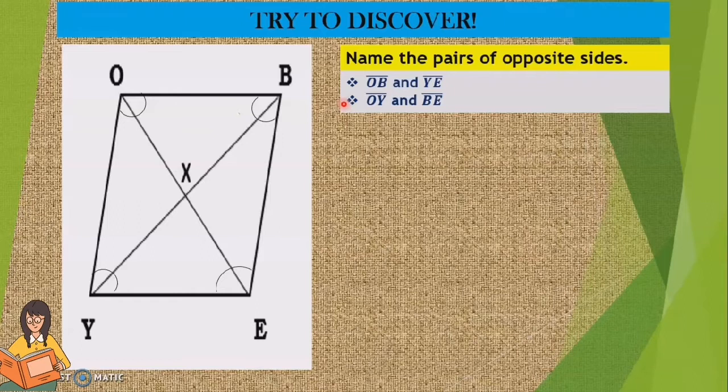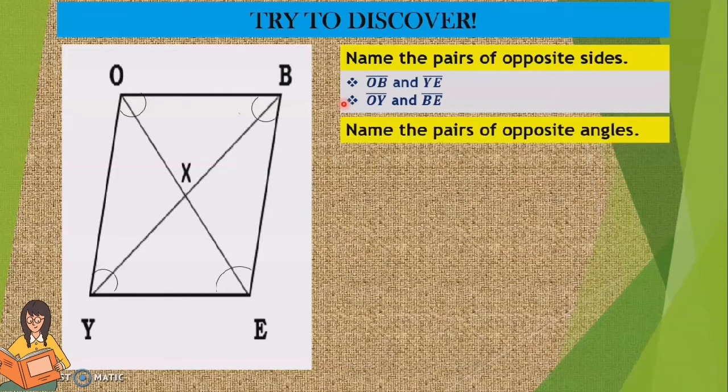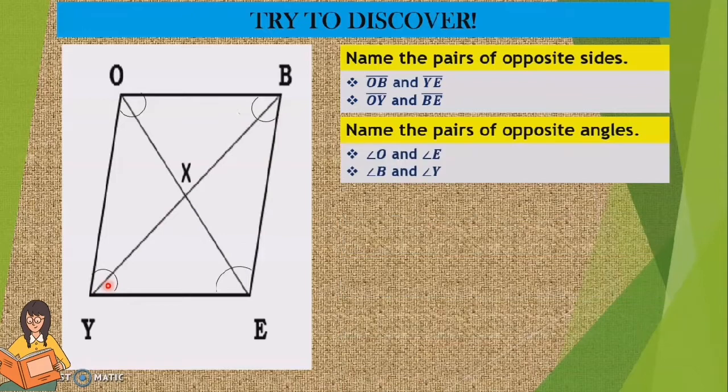Now, let us name this time the pairs of opposite angles. Angle O and angle E are opposite angles. Same is true with angle B and angle Y. So, we write that as angle O and angle E, angle B and angle Y. So just like the first one, there are also two pairs of opposite angles in the figure.